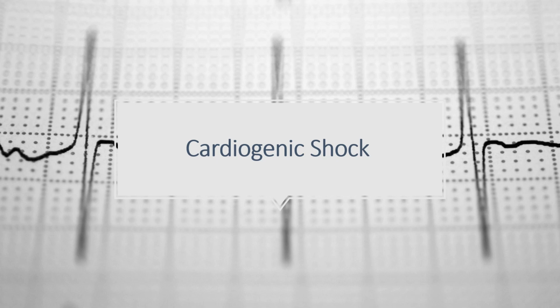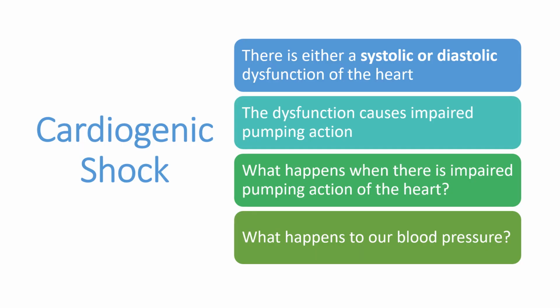Cardiogenic shock. Here's our first one here, okay? All right, so cardiogenic shock. Okay, so the main basis of cardiogenic shock is there's two types of dysfunctions here. So there's either going to be a systolic dysfunction or diastolic dysfunction. There can be both, okay? It can be one or the other or both.